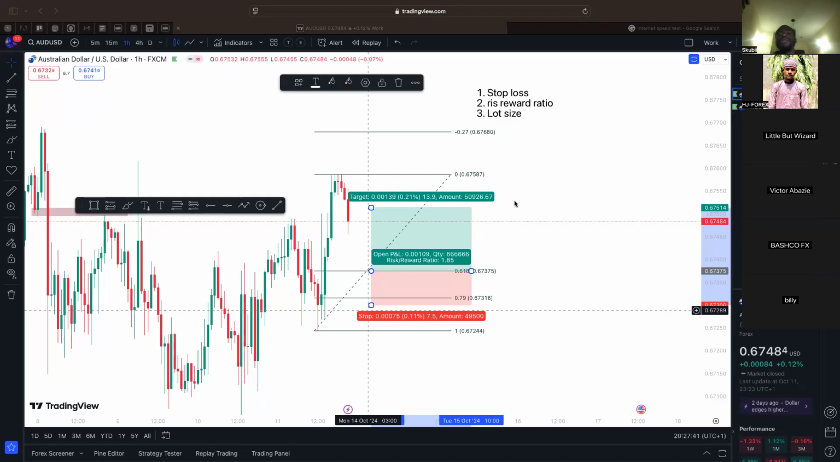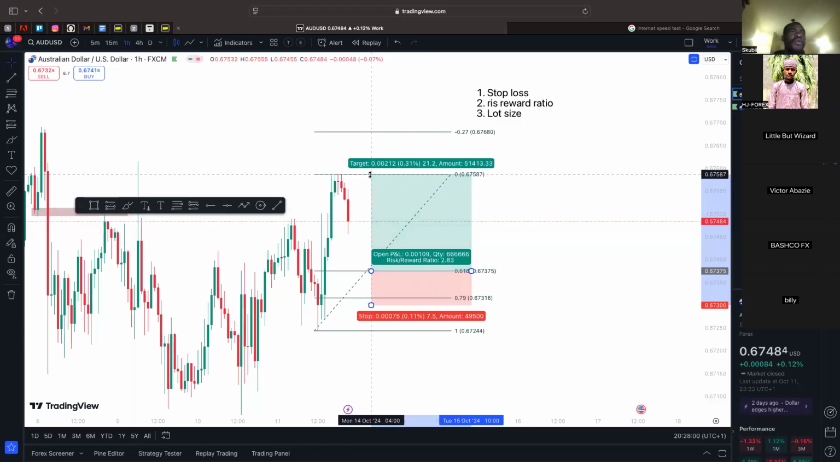So we're talking about having a flexible stop loss, and I was telling you guys that, let's say I use my Fibonacci retracement tool here. You can see that the stop loss here is 7.5 pips, and my target is more or less 21 pips. It's like a 2.81 risk reward.